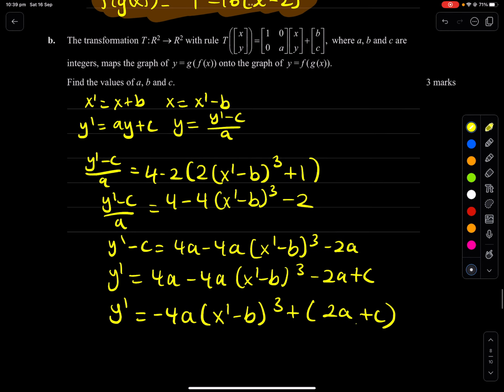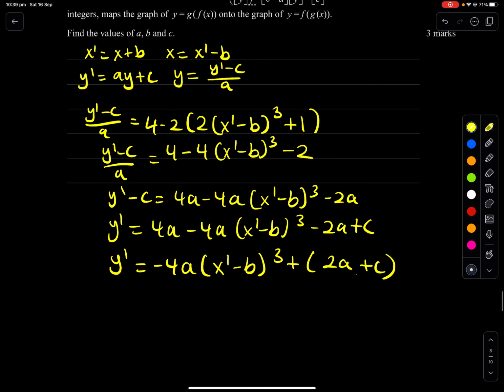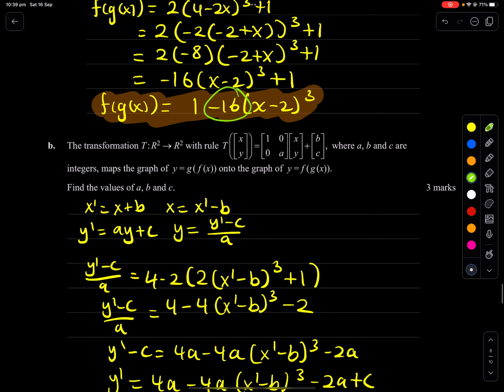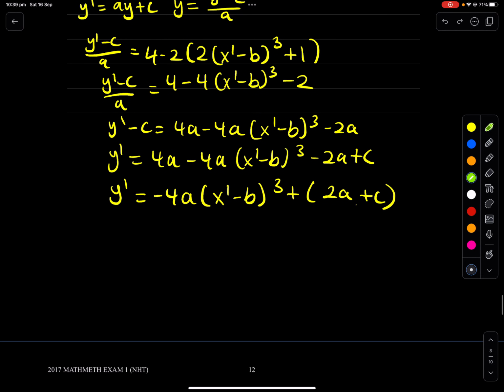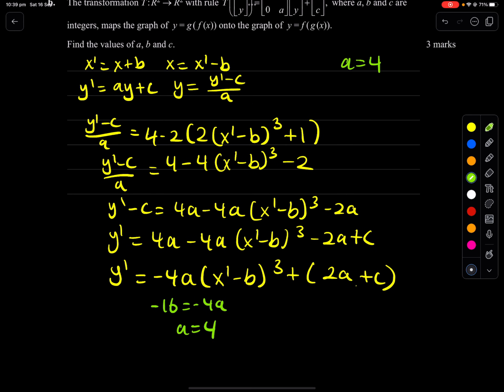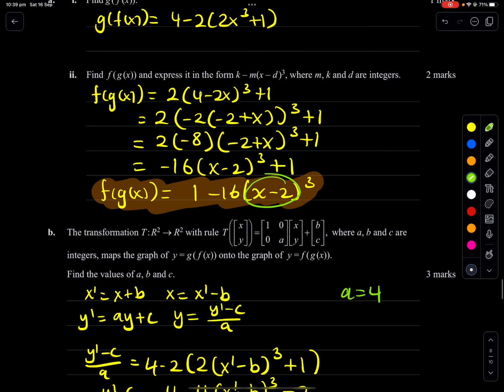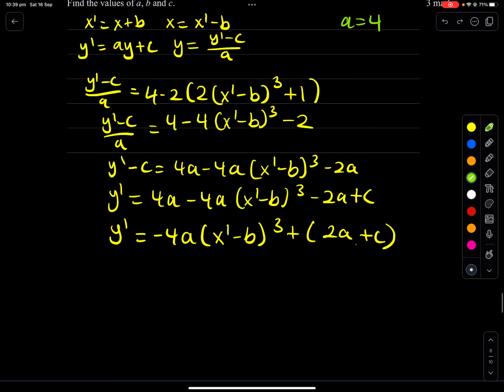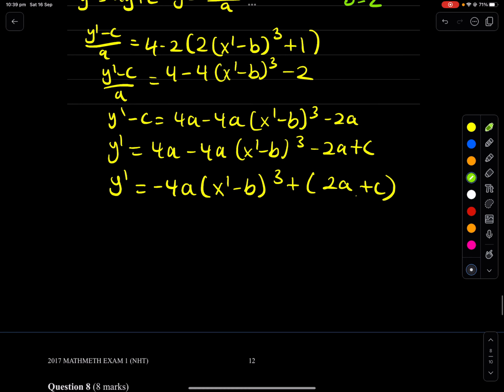Looking at fg of x, we can equate this to this. So we're saying -16 equals -4a, so a must equal 4. That's your first value. Your next thing that we can equate is your b. Here, it should be 2. b is 2.